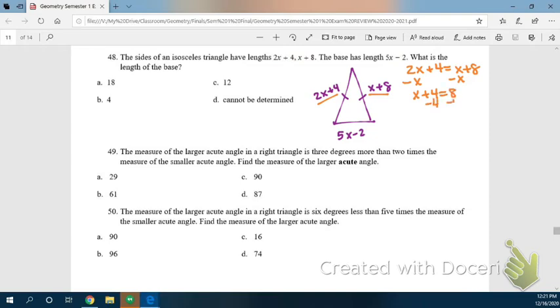And then subtract 4, and I get x equals 4. That is not our answer, though. They're trying to cut you off by showing you that that's our answer. That's not our answer. Our answer needs to be, what is the length of the base? Well, our base is 5x minus 2. Plug in what we just found, 4. So you'll have 5 times 4 minus 2, which is going to be 18. Your answer should be A on that one. Very good.